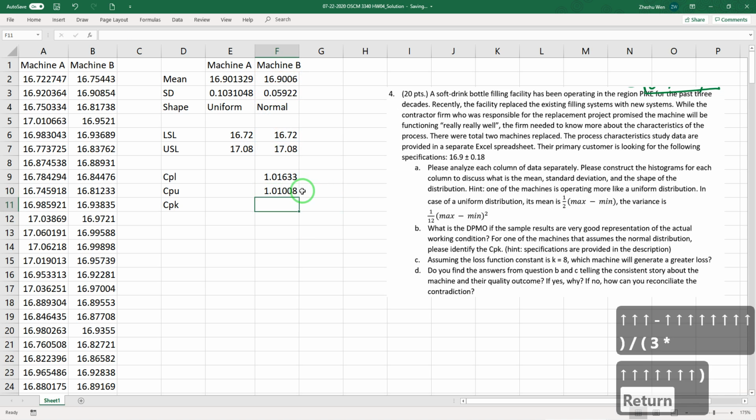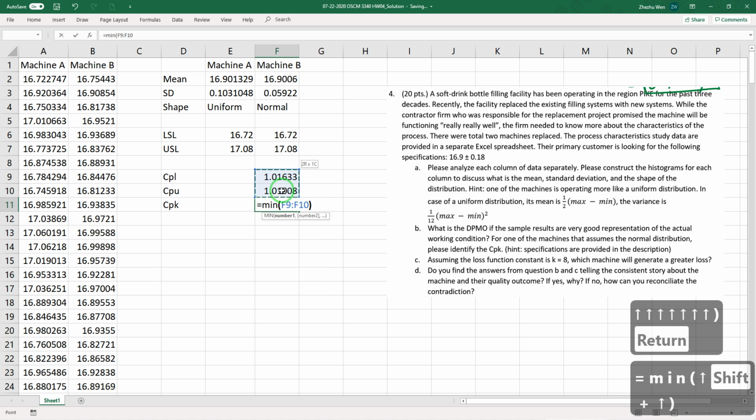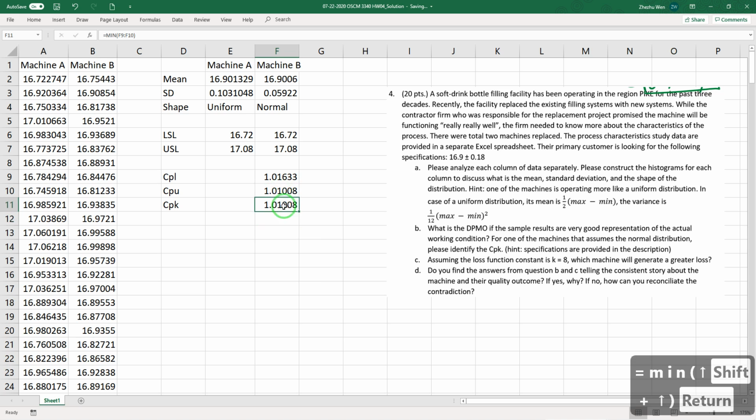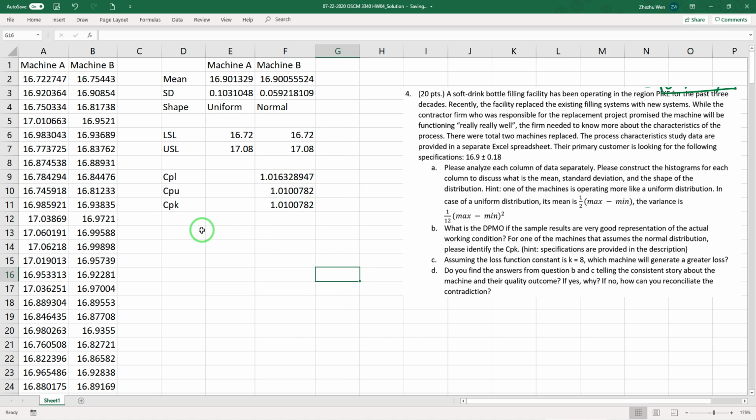Looks is also doing fine for the upper. So the minimum of 2 is 1.01. So machine B is doing very well. Okay, and the first question is asking the DPMO. For that reason, we need to know what is the proportion outside of the specification limit.